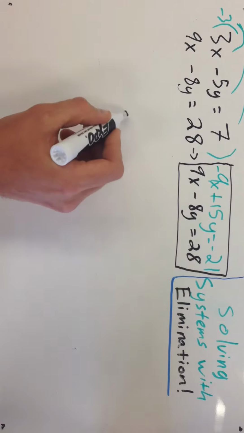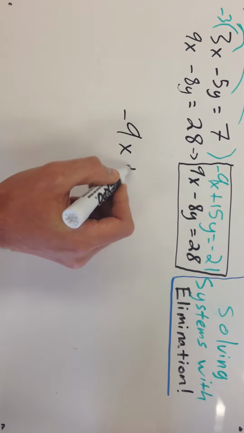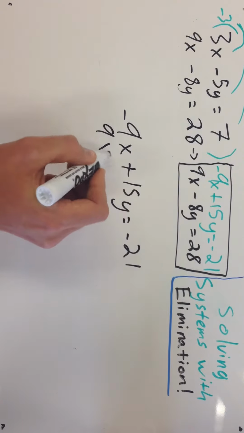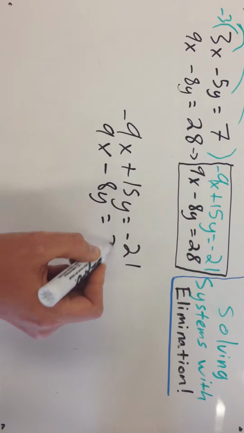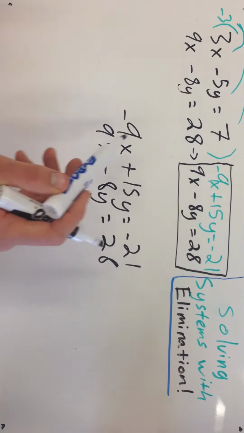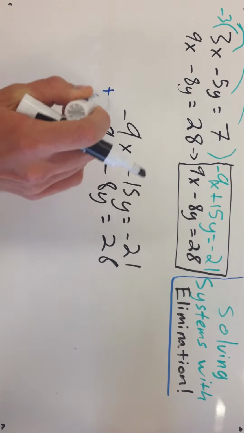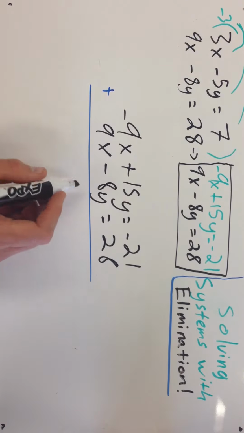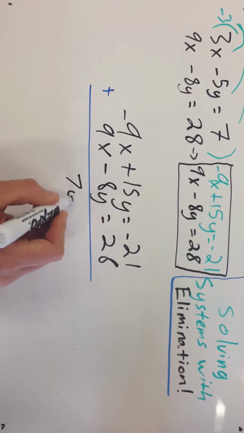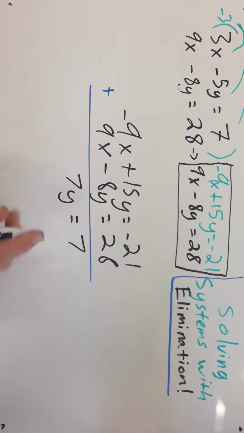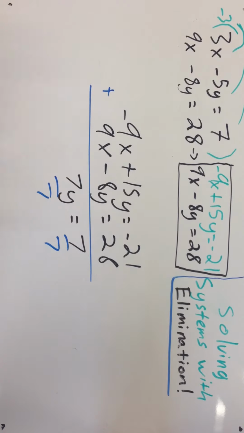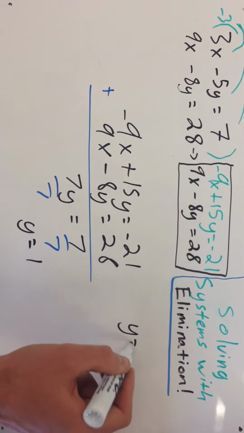So let's start with this problem now. Negative 9x plus 15y equals negative 21. 9x minus 8y equals 28. Now since we changed that first equation, I can just add those together and my x terms are going to disappear. And I'm going to get 7y equals 7. Divide both sides by 7 and I'm going to get y equals 1. So that's my first solution, that y equals 1.